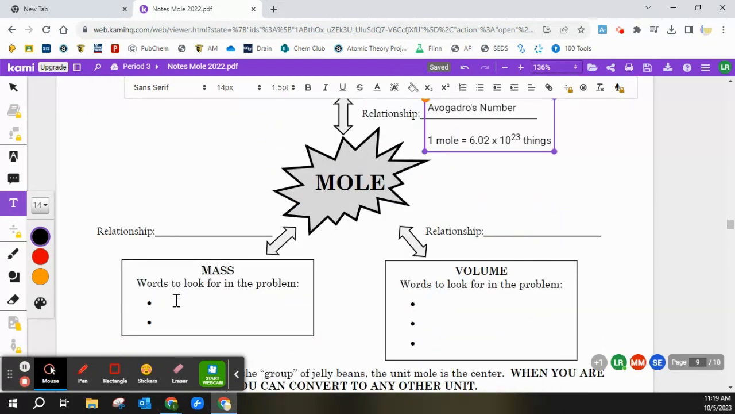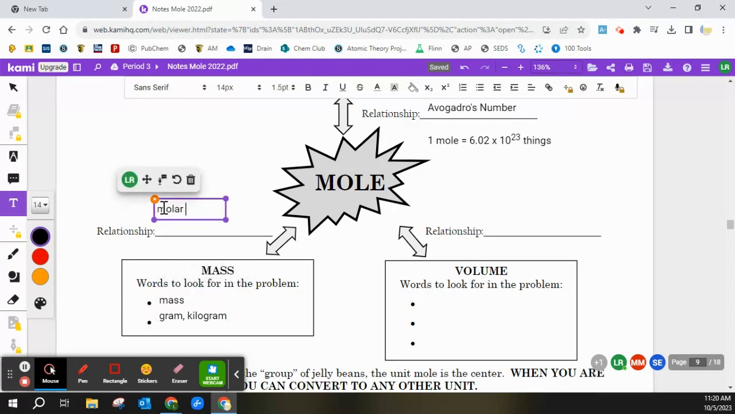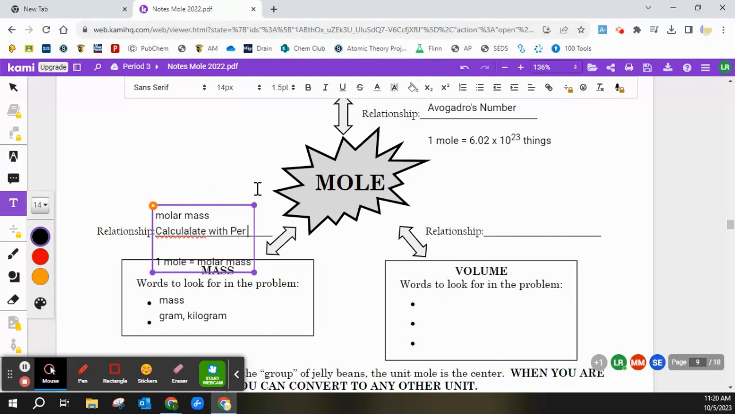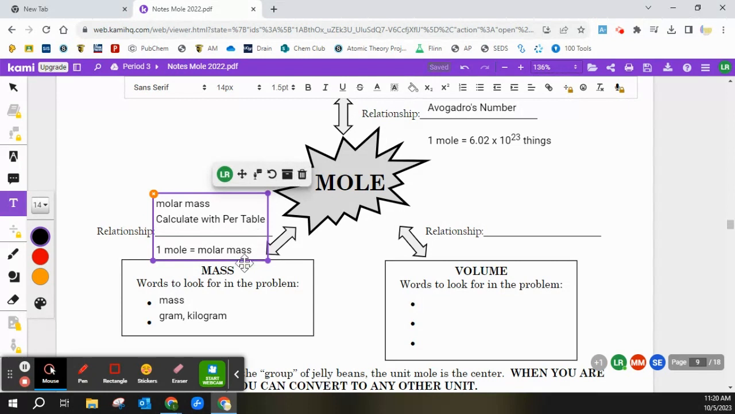If I see the words mass, gram, kilogram, units for mass, or the word mass, the relationship I'm going to need to use is molar mass. So 1 mole equals the, we'll just say, molar mass of the substance. And that you have to calculate with your periodic table. So I'll put that here. Calculate with the periodic table. And remember, we're going 2 past the decimal only. We are not going 3 past the decimal because we never need that many digits, and you're just putting yourself in a situation where you could make more mistakes.